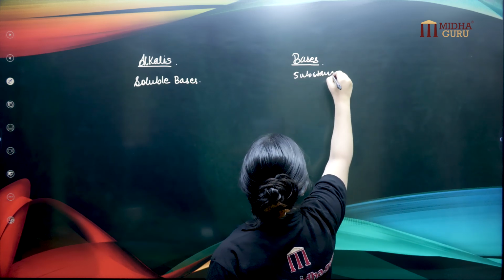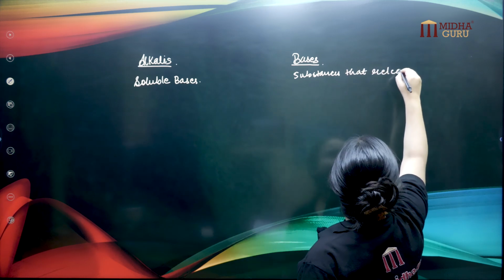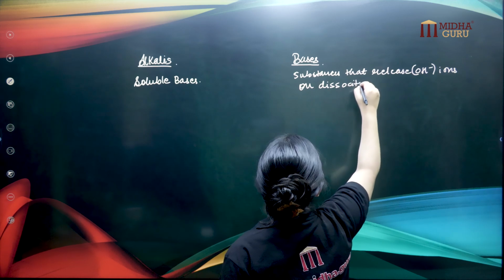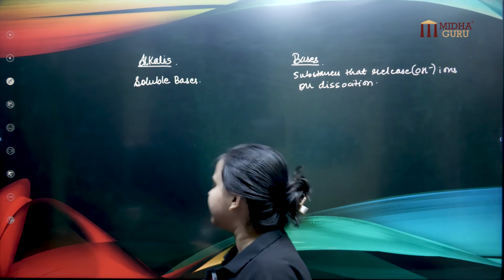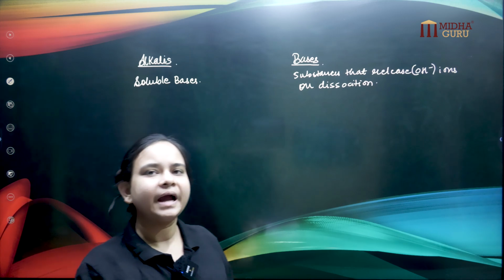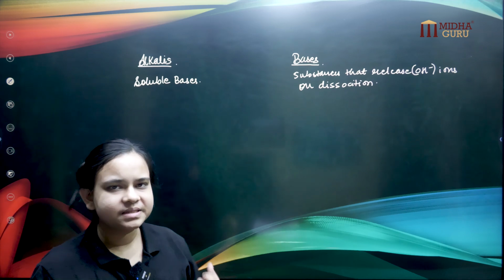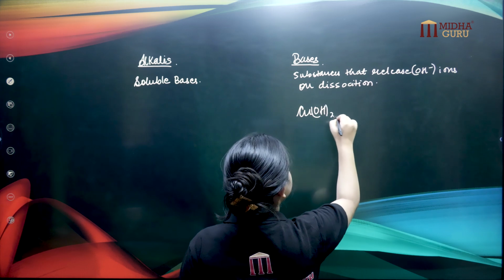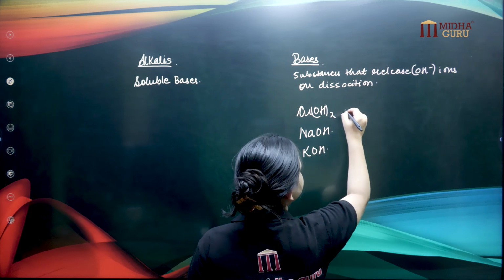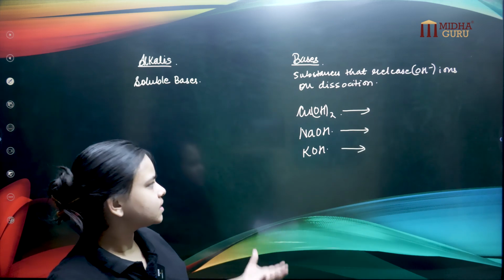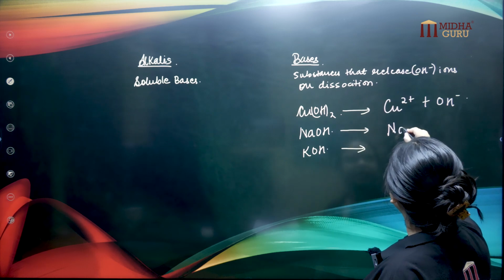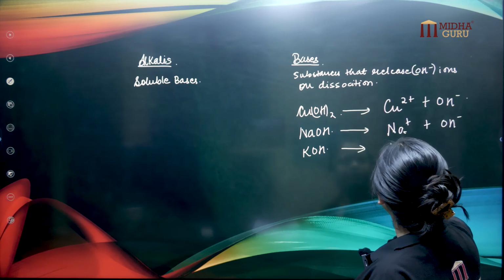Bases are substances that release OH minus ions on dissociation. Dissociation means to break down. If we take an example, any compound which has OH, all the metallic hydroxides, are bases. Just for example, Cu(OH)2, then we have NaOH, then we have KOH. If we try to dissociate these compounds, we get Cu2+ and OH minus. For this compound we get Na plus and OH minus. For this compound, K plus and OH minus.